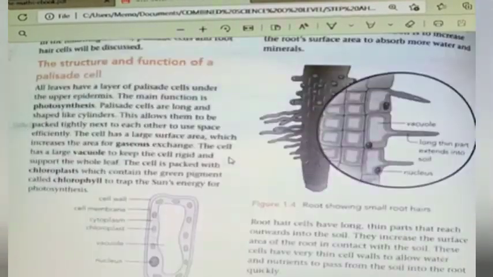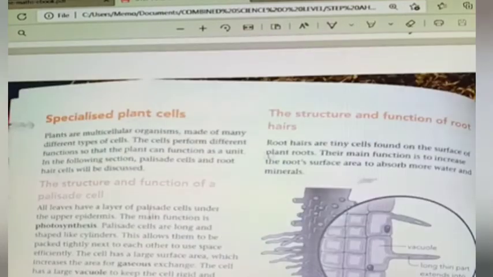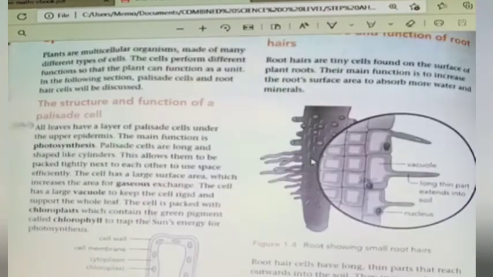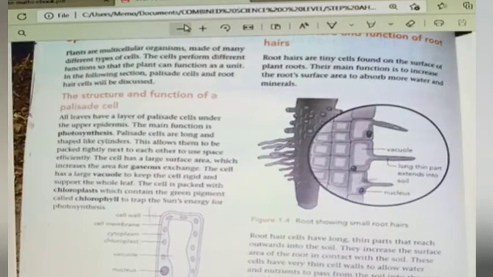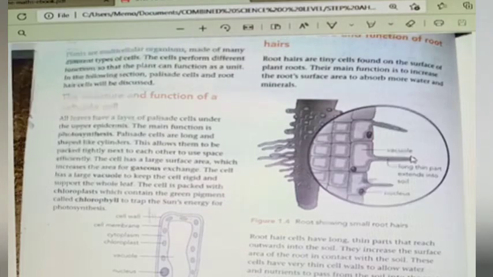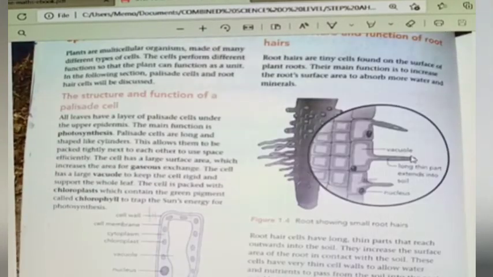Okay, and then now we are moving on to the root hair cells. Let me do that so that you can see the whole diagram nicely. So the root hair cells, they are not complicated, they don't have much, but they are very, very important. Okay, they are very, very important for plants to get their water.